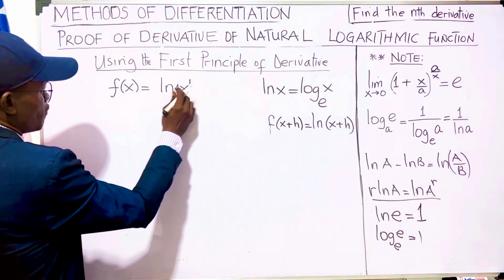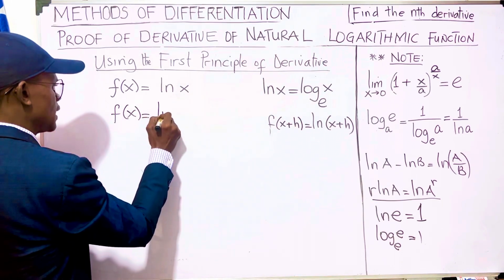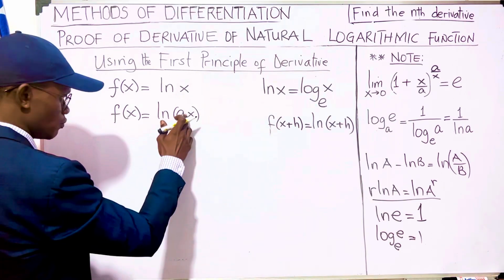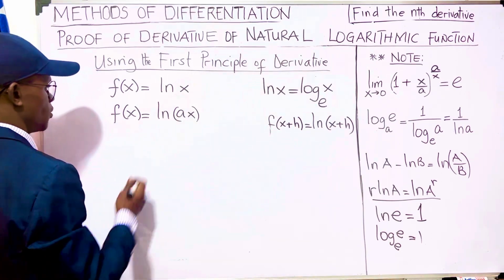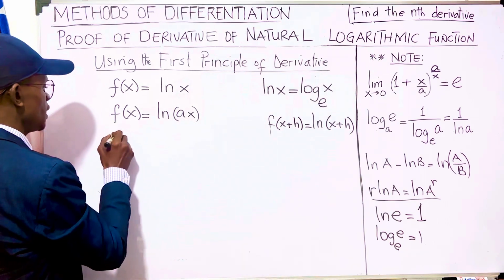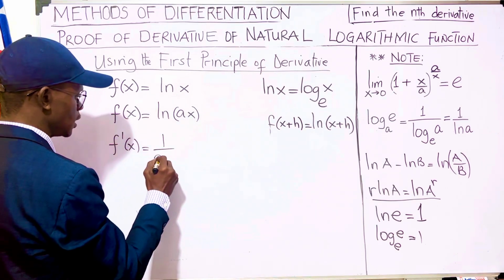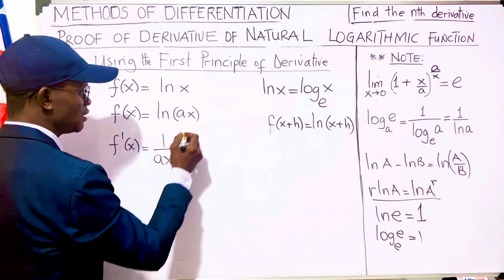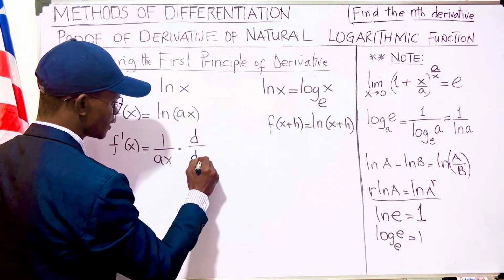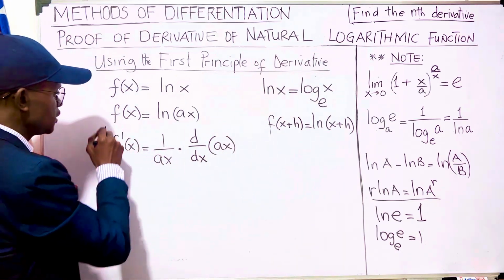So we say if we have f of x equal to the ln of ax, in general you could just write it as x, but I'm using this a to represent the coefficient of x. Then f prime of x will be 1 all over ax times the derivative of ax, d over dx of ax. So there's a general form.